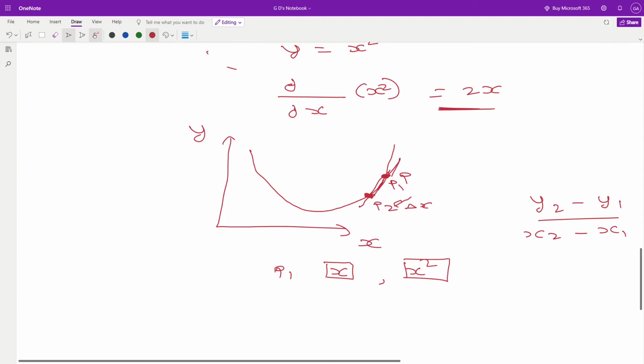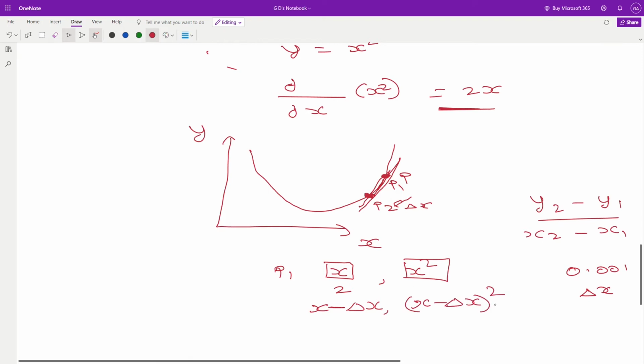And you are trying to change your x value. Let's assume your x value is 2. You're doing a very, very small change, maybe around 0.0001. I'll call it delta x. Delta x means change in x. Means you're trying to decrease your x value by delta x. Then automatically your y value will be decreased by what? Obviously x minus delta x square, right?